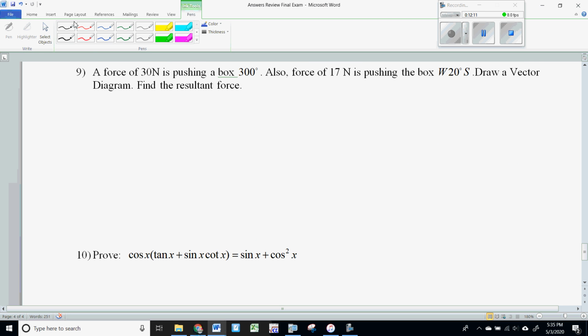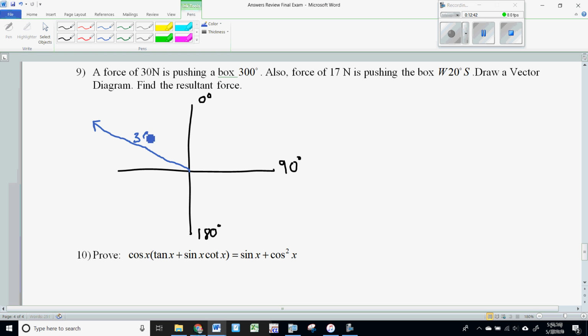Vectors and solving vectors. So first, let's draw a vector diagram. Remember, if we're not doing polar coordinates or unit circle stuff, when we're doing vectors, this is 0 degrees, this is 180, this is 90, and so forth. So our first vector is a course of 300. So from 0, 300 comes all the way around over to here. There's our length of 30. 300 means that this angle is 60, or more importantly, this angle is 30.